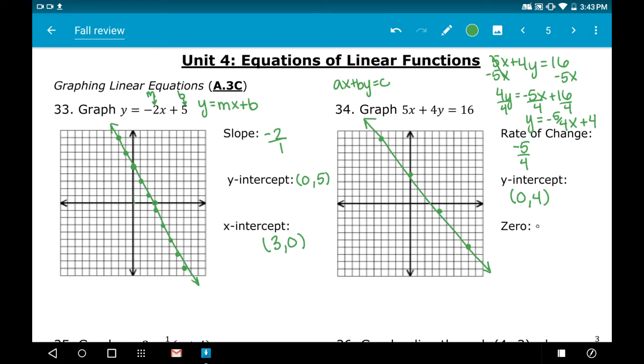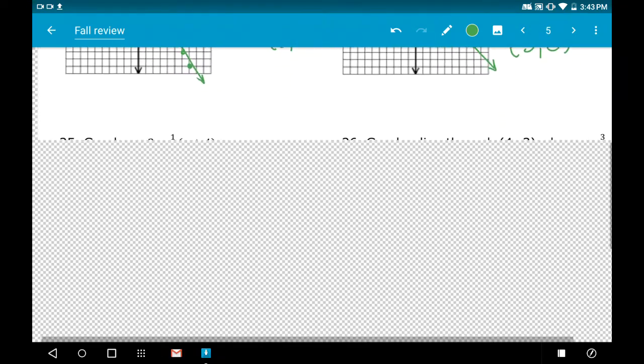But this time it asks us for the zero. But if you remember from the definitions earlier, a zero is the same thing as an x-intercept. So we just look, where does this one hit the x-axis? And it is (3, 0). So zero and x-intercept are the same thing. Rate of change and slope are the same thing. So that's graphing in slope-intercept and standard form.